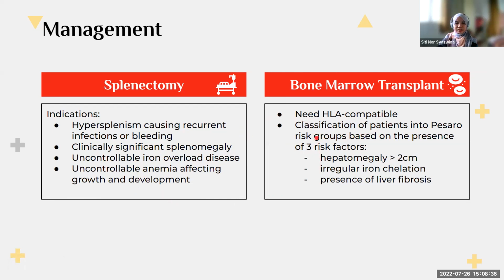However, we need an HLA compatible donor from the family, and the patient is classified into the Pesaro risk group based on the presence of 3 risk factors: hepatomegaly more than 2 cm, inadequate iron chelation and presence of fibrosis.